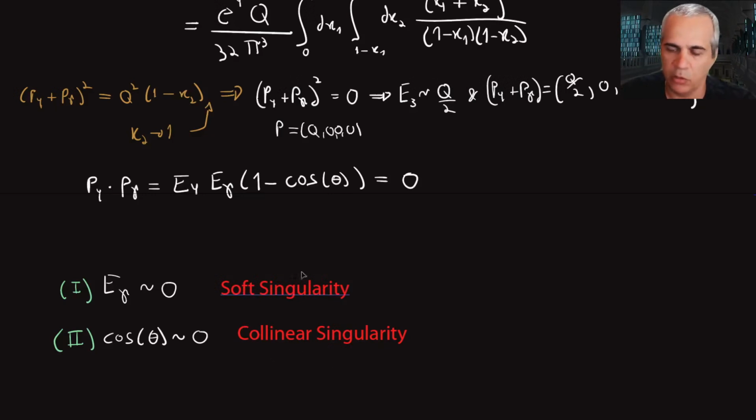Now, these soft and collinear singularities are generally the source of infrared divergences, and they will appear in every theory where you have massless particles. For the soft singularity, it's very clear that only massless particles can have energy that is really close to 0. And if you think a little about this angle, it's really only possible to go to 0 if someone is really massless.